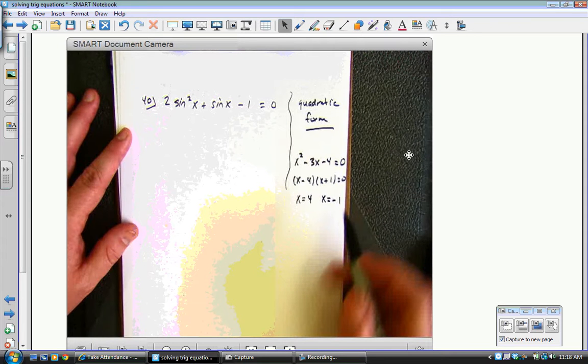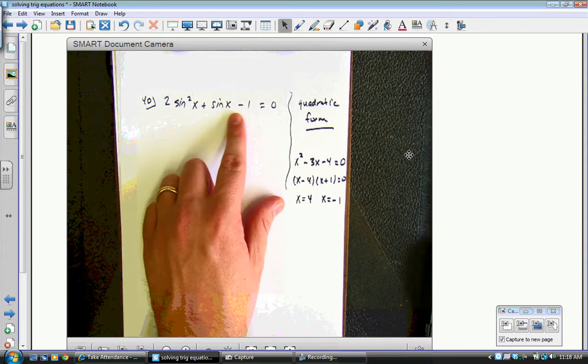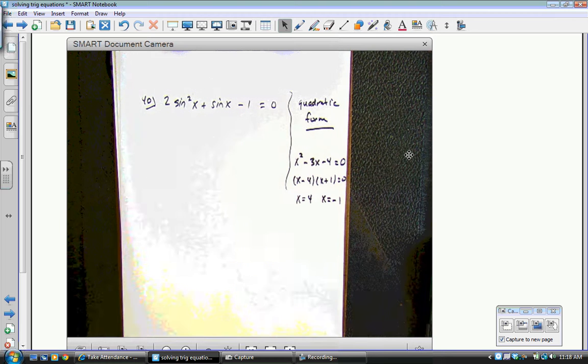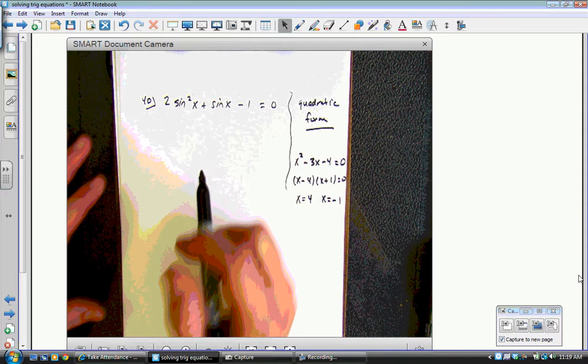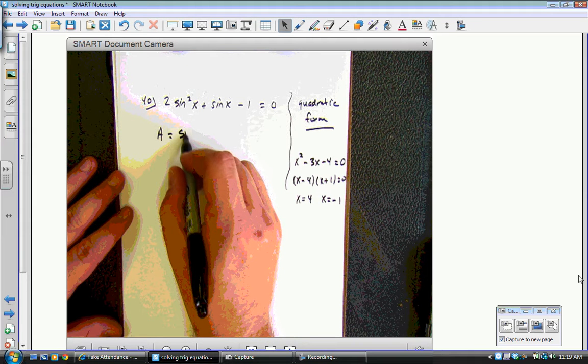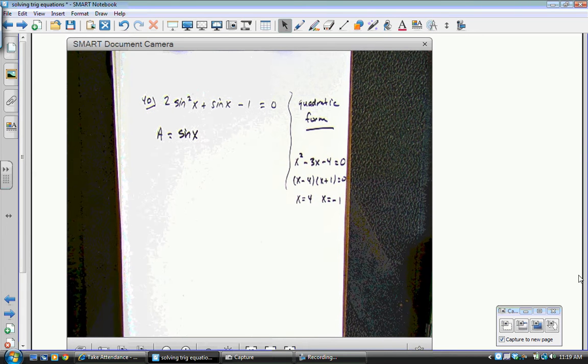Now, what we're going to do with this is real similar to what we're going to do with the trig form that's in quadratic form. To make it easier to factor, we're going to do that substitution thing. We're going to let a be equal to sine x. What it's going to do is knock the equation down to something that's more like algebra than trigonometry. So it's going to go from trigonometric to algebraic. Yeah, it makes me sound really smart.